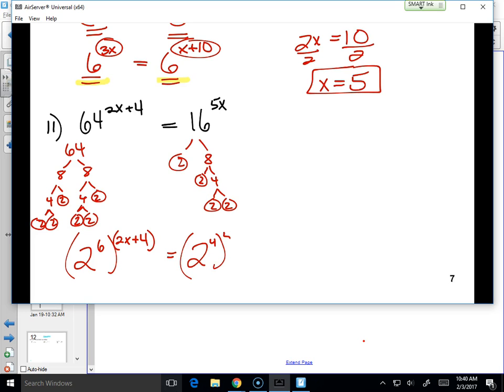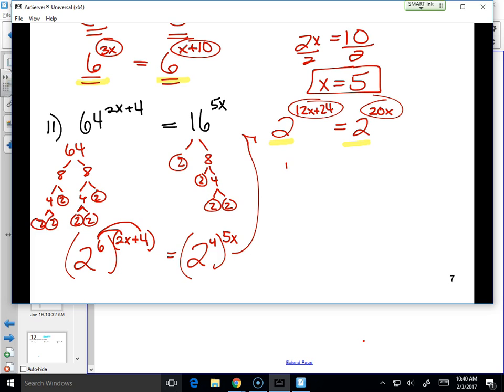Now guys, power to a power, what do we do? Multiply. So on the right-hand side, we can get 2 to the power of 20x. 4 times 5x is 20x. Do you guys see how this 6 is going to have to distribute? Yes. Right? So I'm going to get 2 to the power of 12x plus 24. Now, are we golden? Are we ready to go? Yes. Like bases, let's make those exponents match.